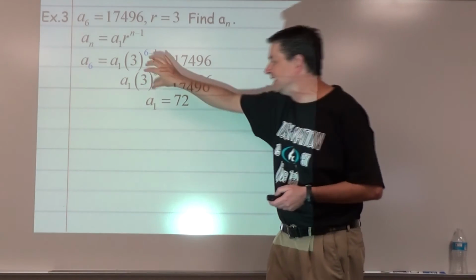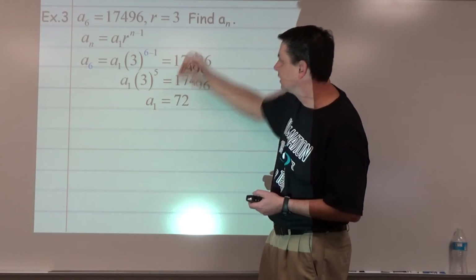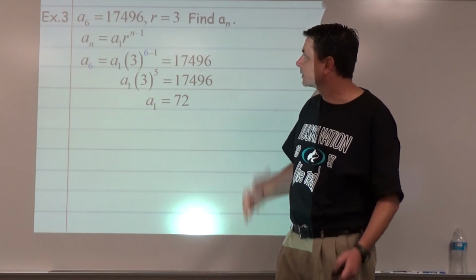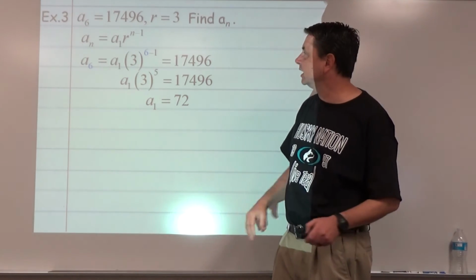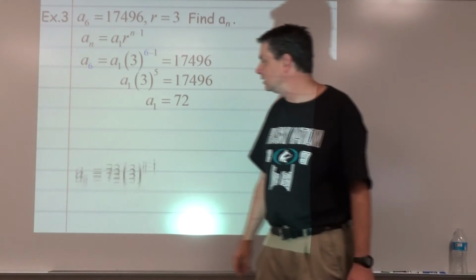You don't need to calculate and find out this number. Just do this divided by this, and you get 72. So now we just go back to the beginning. 72 goes there, 3 goes there, and that's all we need.